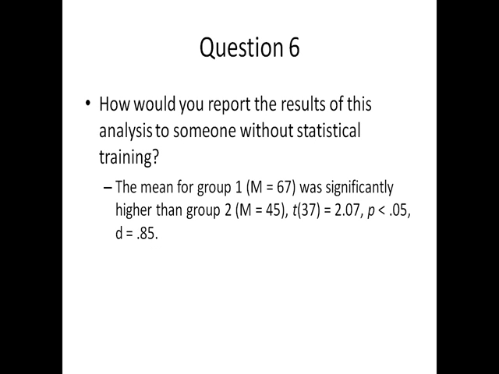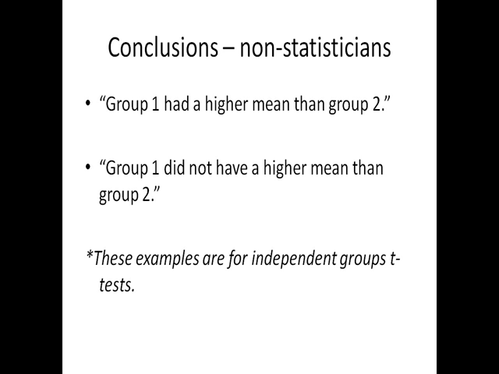Next question. What if we wanted to report, so let's go with the numbers we were using from the example before in which the difference was statistically significant. How would you report this result to someone without statistical training? And I have some simple examples here. Just group 1 had a higher mean than group 2. In the case where we did not find a difference, we could say group 1 did not differ from group 2, or did not have a higher mean than group 2.